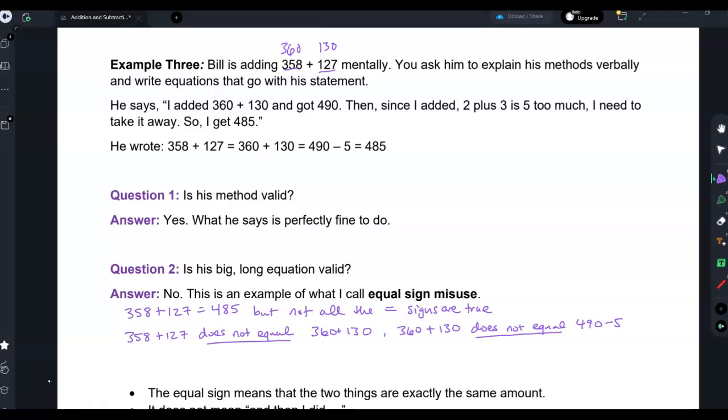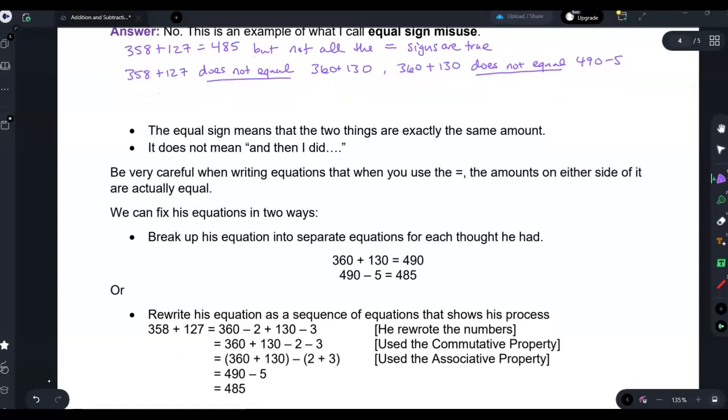So how do you fix that? There's several ways you can fix that. One method would just be to write separate equations, right? So you would have one line where we said, okay, instead of the 358 and the 127, we did 360 plus 130, and then we got 490. But then instead of continuing and writing plus 5 or minus 5, we would go to a separate line or a separate equation. Say, okay, now that I got 490, I realize that's 5 more than it was supposed to be. Now let me subtract 5 and see what that gives me. So splitting up that equation into several equations is a great way to go.